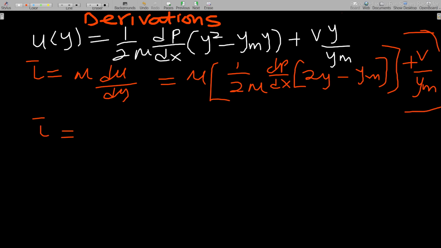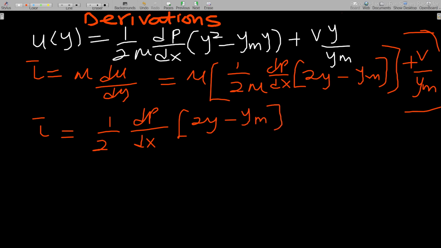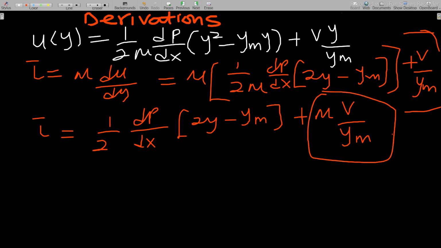So tau is actually equal to 1 over 2 dp/dx, then you write a bracket as well, 2y minus ym, then plus mu v over ym. This is my tau. Wow, very, very long like that. The whole of this is just a constant, very simple like that. You can represent it by a constant, but then let's leave it like that.